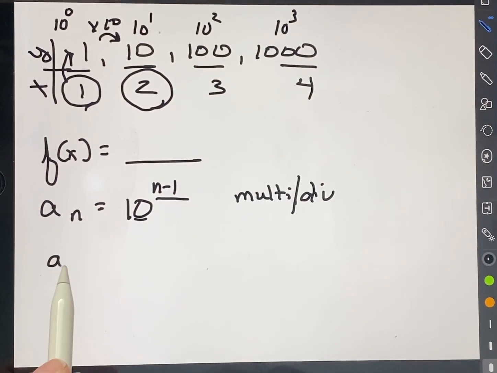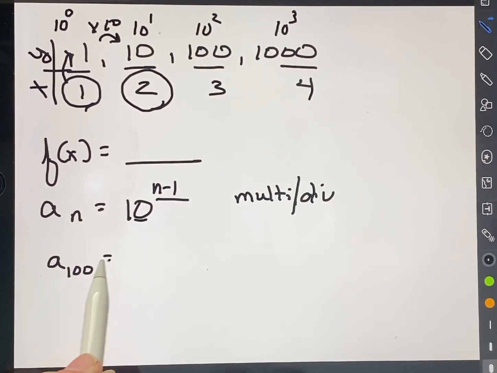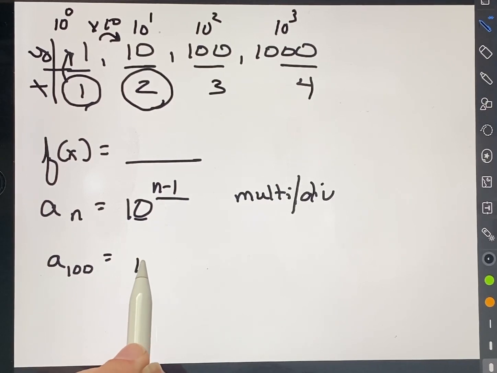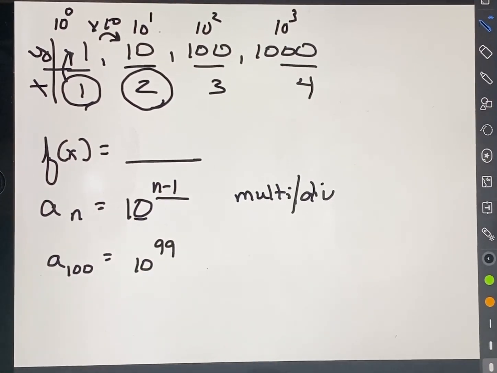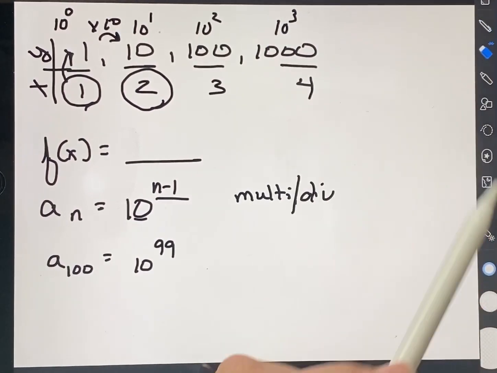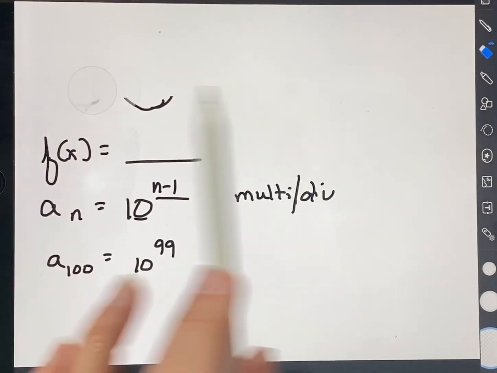If I wanted to find the 100th term, I could say it is found by doing 10 to the 99, 100 minus 1. And that would give me the 100th term in this sequence. Okay.